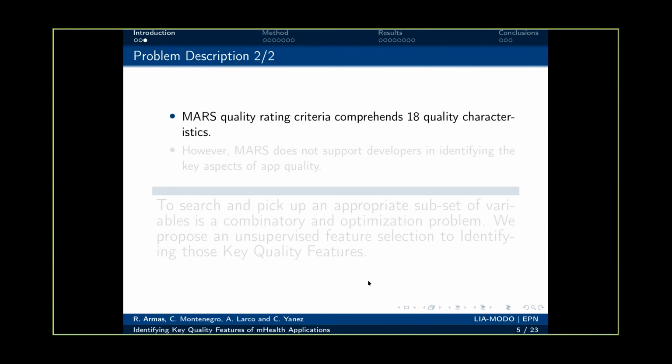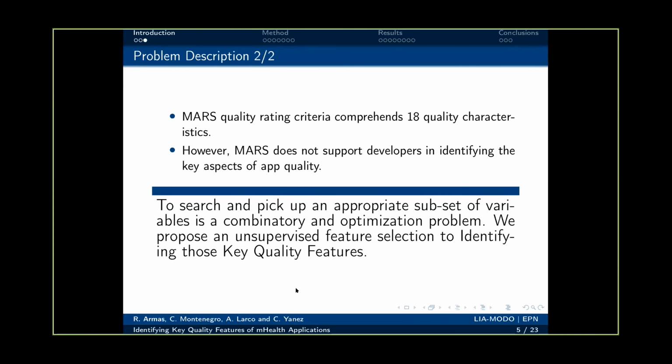MARS quality rating criteria comprehends 18 quality characteristics. However, MARS does not support developers in identifying the key aspects of application quality. Therefore, to search and pick up an appropriate subset of variables is a combinatory and optimization problem. We propose an unsupervised feature selection to identify those key quality features.